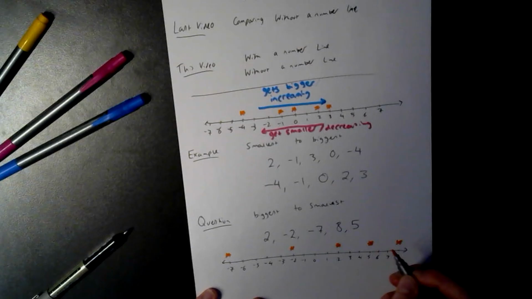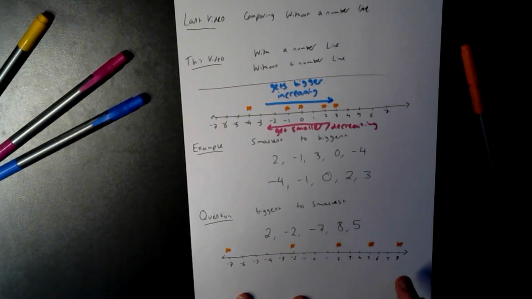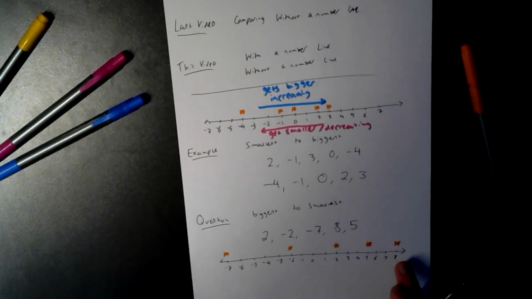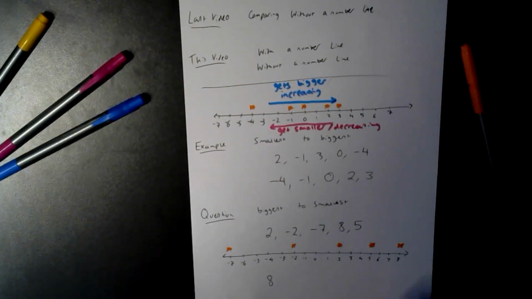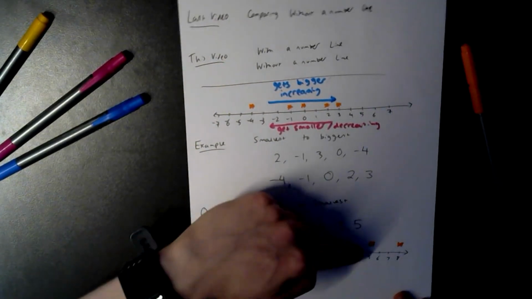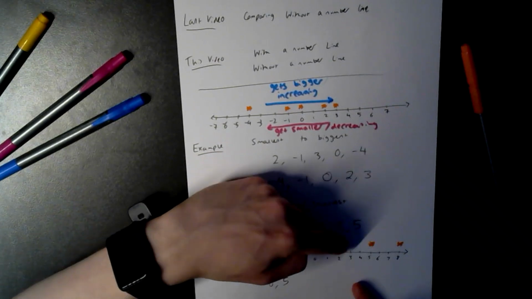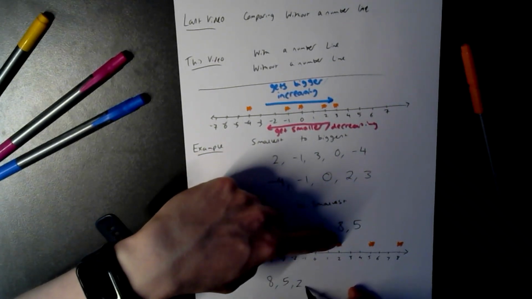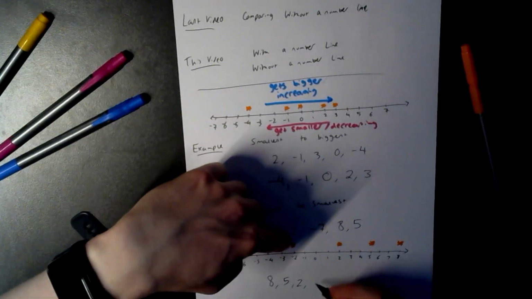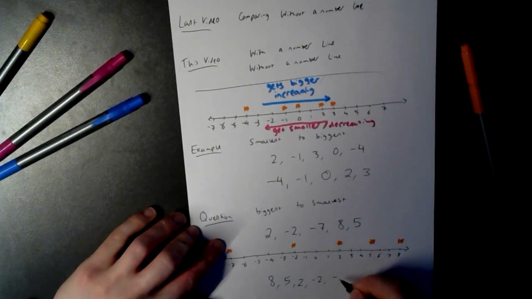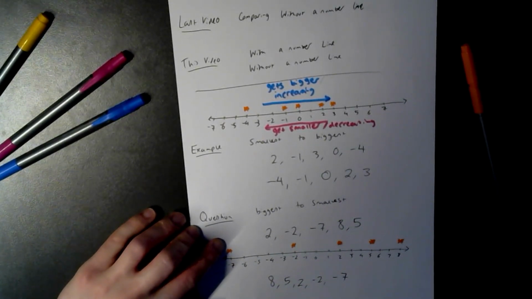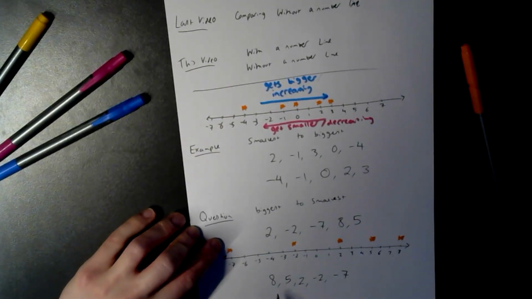And this time, because we want to go from biggest to smallest, we want to go from the right over to the left. So the biggest number is over here at 8. So we'll write that first. And then we go along to 5. And keep going along to 2. Move our finger along again to -2. And then the last number here, the smallest number, is -7. So the numbers from biggest to smallest are 8, 5, 2, -2, -7.